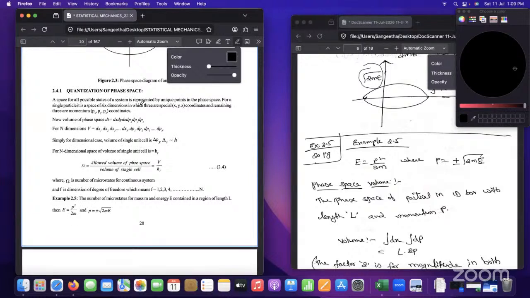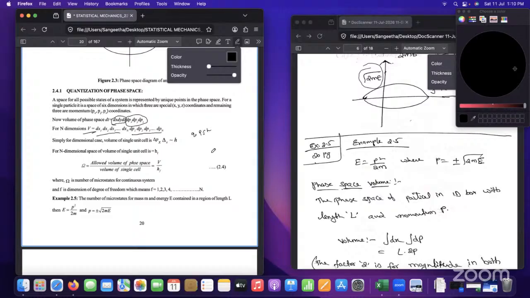As we discussed, phase space with xyz coordinates and the total volume is position coordinates as well as momentum coordinates. Here dx, dy, dz is position coordinates. dpx, dpy, dpz is momentum coordinates. The total volume equals dx1 to dxn, dp1 to dpn. So here I am concentrating on a single position, x or q, and momentum p. So q into p is equal to Planck's constant h.